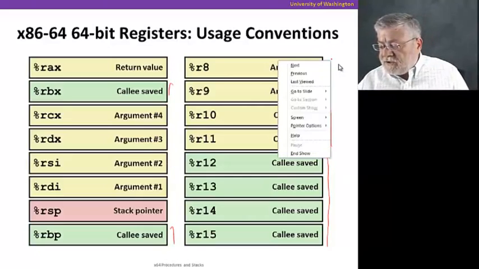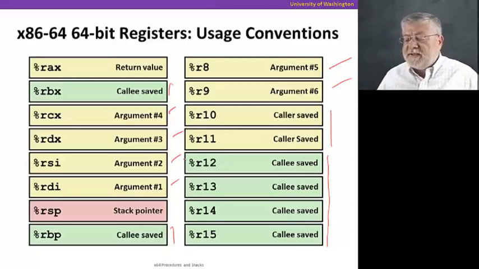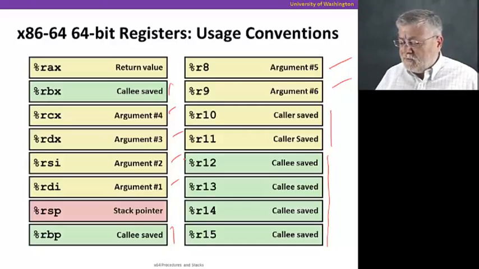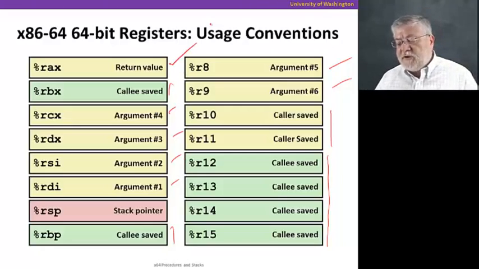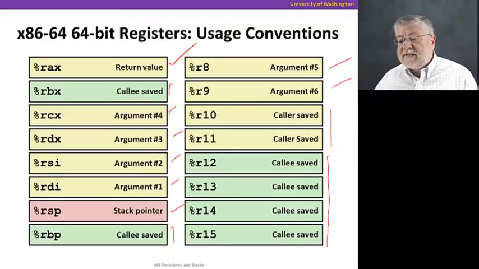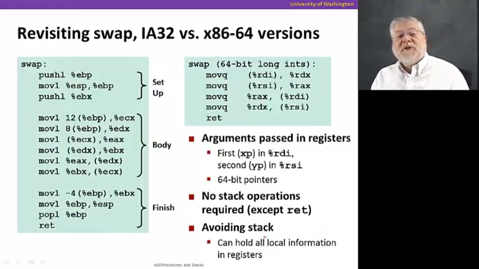Also, we're going to use 6 registers in these locations for passing arguments, up to 6 arguments for a procedure. Now, if we have more than 6 arguments, we'll have to go back to using the stack. But most procedures have just a couple of parameters, so most of the time we won't have to use the stack. We're still going to use RAX for the return value of a procedure, and we're still going to use RSP for a stack pointer.